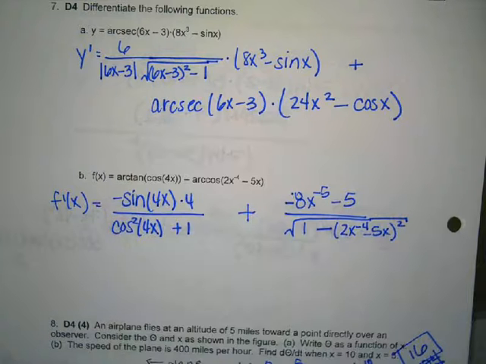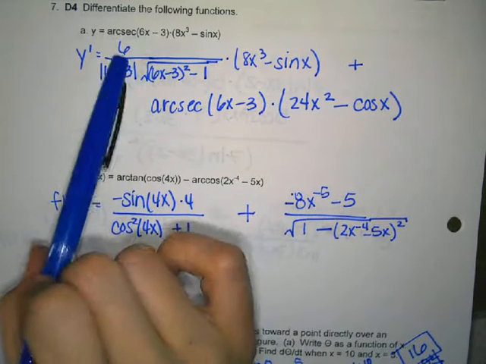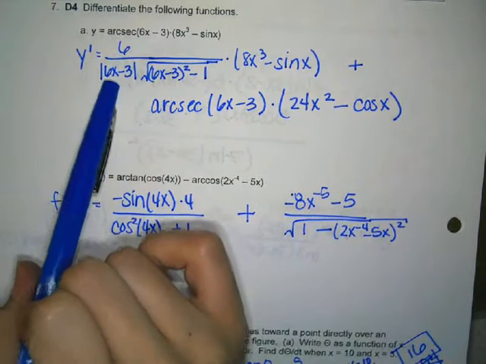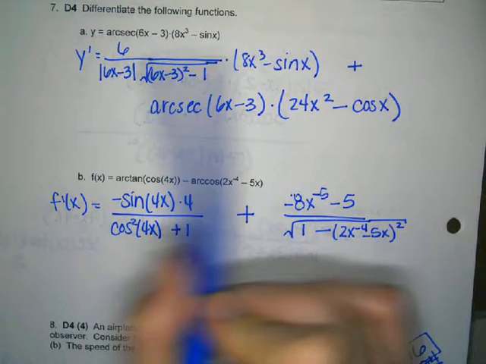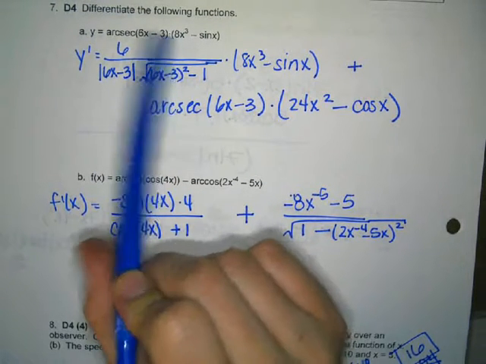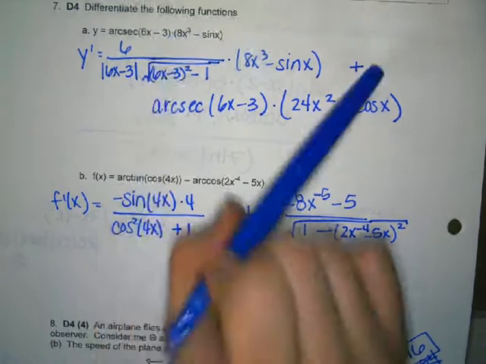Okay, for number 7, that's just knowing the rules for arcsecant, arctangent, and arccosine. It's u prime over the absolute value of u times the radical of u squared minus 1. You have to use the product rule here, so this is the derivative of the first times the second plus the first times the derivative of the second.